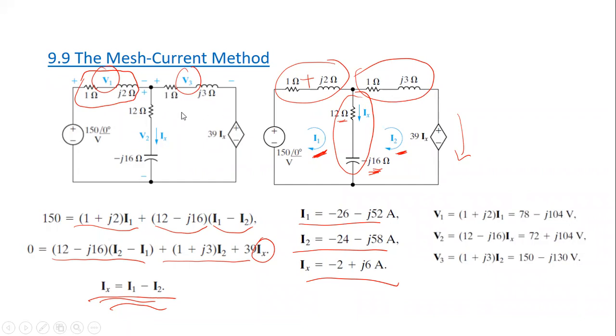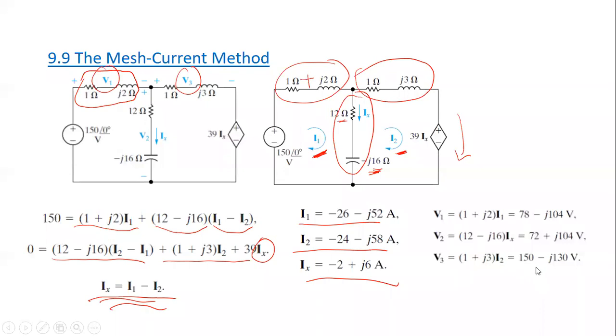So what is V2? V3, sorry. V2 will be the product of this impedance times the current flowing downward, because here is the plus of V2, here is the negative of V2. So it will be times I1 minus I2, which is Ix. So here we have Ix. So this is V2: (12 minus J16) times Ix. And V3 will be this impedance multiplied by I2. So this is V3: I2 multiplied by (1 plus J3).